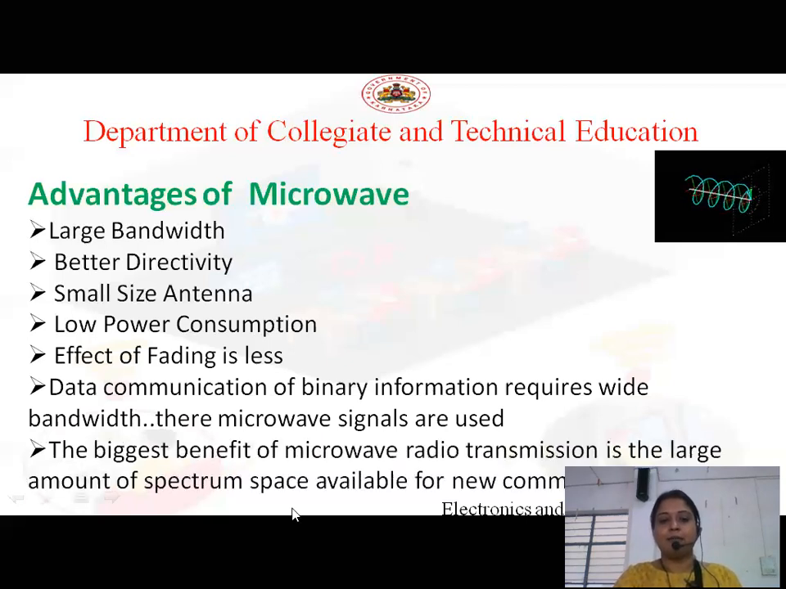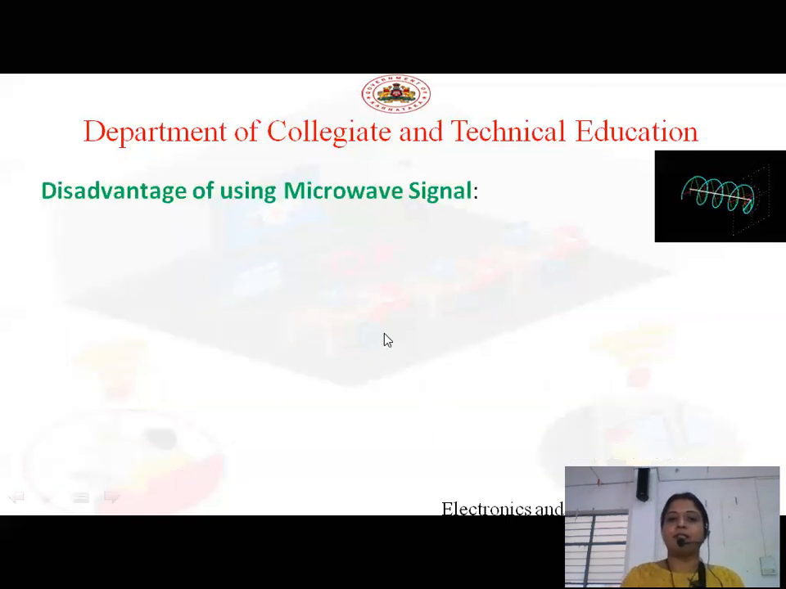Next, the biggest benefit of microwave radio transmission is the large amount of spectrum space available for new applications or new communication services, because it is not congested. A huge amount of space is available in the spectrum. Therefore, for new applications, we can adopt these microwave frequencies. These are some of the advantages of the microwave. Now, disadvantages. What are the limitations or disadvantages of the microwave signal?